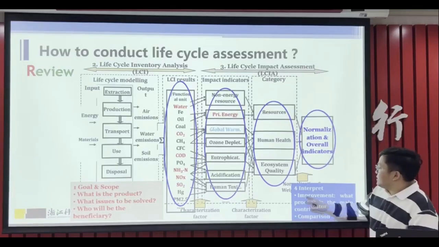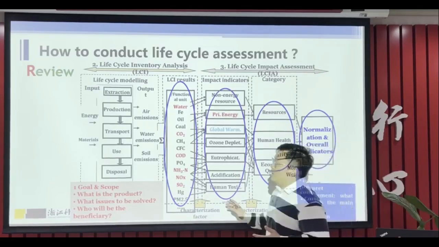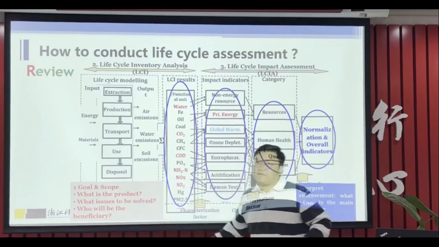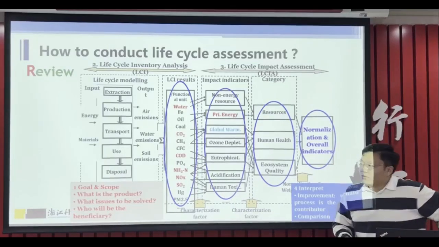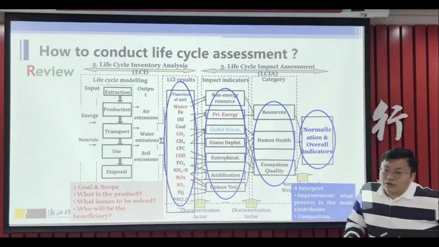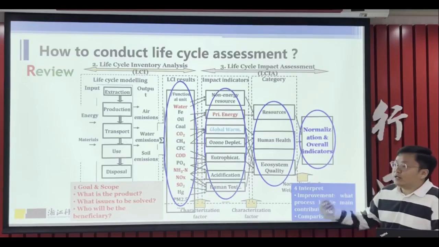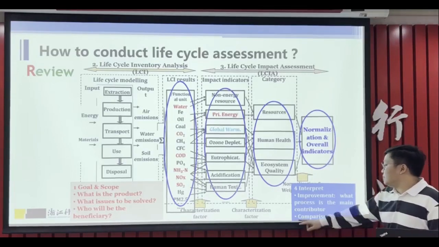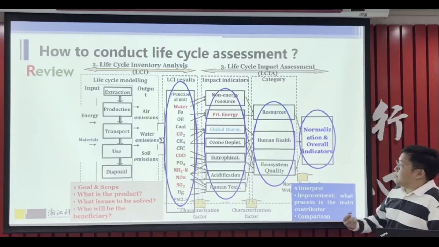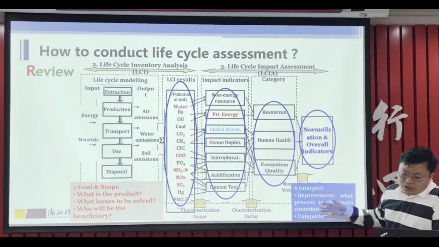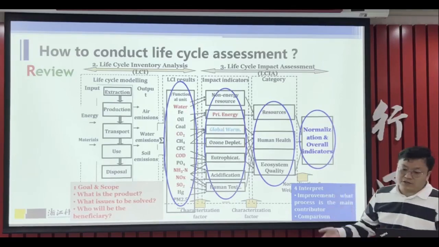Last but not least, the next one is the interpretation of the results. So we should compare the goal and scope definition and the interpretation stage. In the goal and scope definition stage, we define what we want to do, and in the interpretation stage, we make some suggestions, improvements, conclusions and comparisons of all of the life cycle assessment results. So this is the whole procedure of how to conduct a life cycle assessment, as we previously introduced.